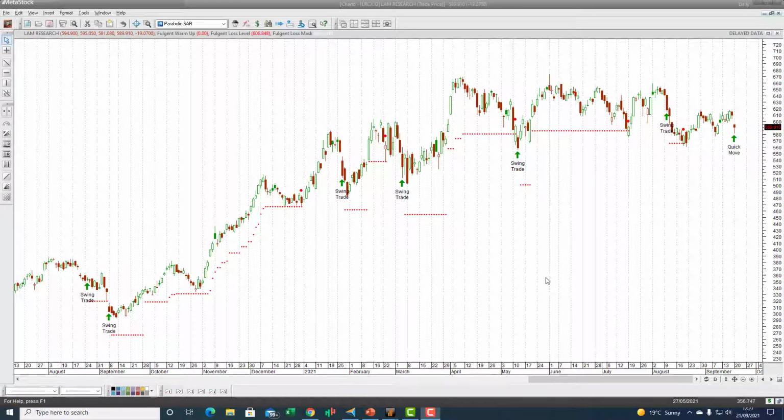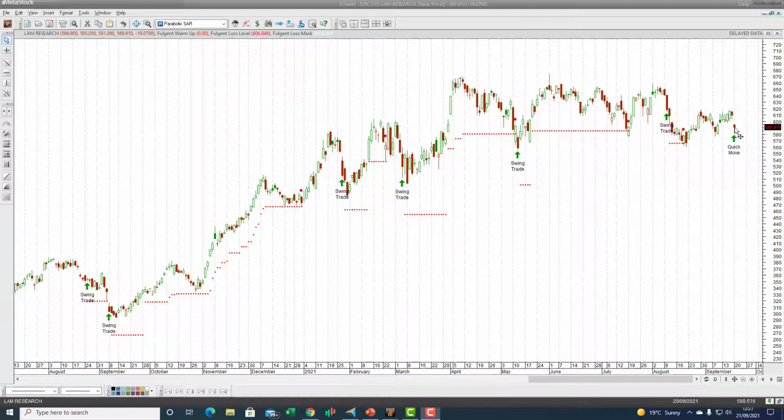Next up is Lam Research. Now you can see back here in September we had a phenomenal move where the swing trade AI caught the entire move all the way up until about January. In the beginning of the year, then another swing trade, another swing trade. So you can see the swing trade is a fantastic one to trade if you wanted to have a holding period of more than a couple of days, even a couple of weeks sometimes.